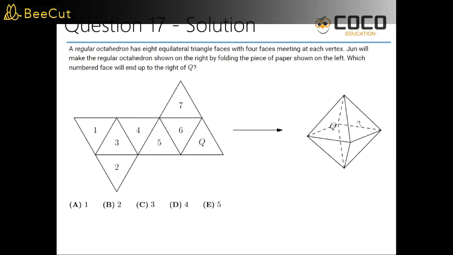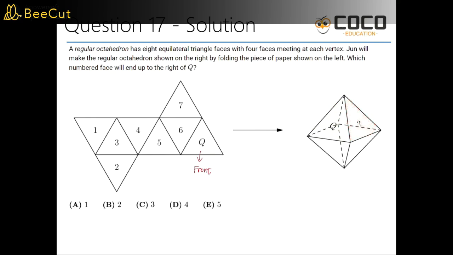Now, question 17. So when we folded this octahedron, you have to take note that the Q here is the front surface. Okay. So this is the front surface. They are asking about the one on the right of Q. So it's this surface, this is the question mark. Okay, we want to find the number.